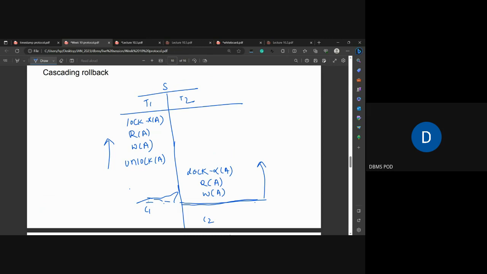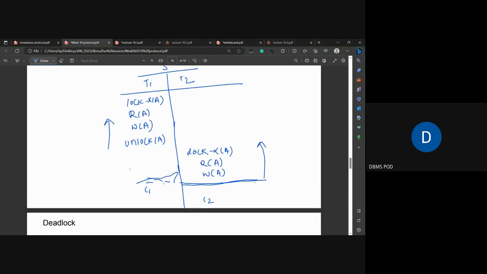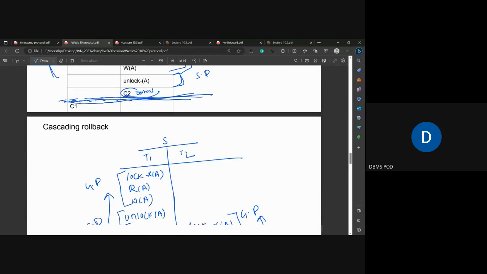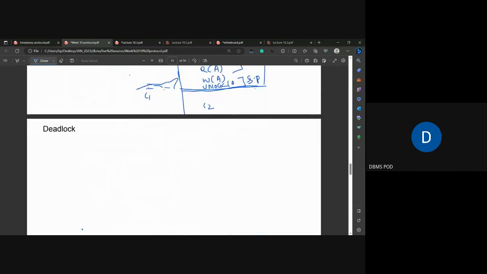So this is also a disadvantage. Cascading rollback is possible in two-phase locking. This transaction follows the two-phase locking protocol: this is the growing phase, this is the shrinking phase, and then the growing phase again. It follows the two-phase locking protocol, but does not ensure freedom from cascading rollback. Now we have to see the deadlock.